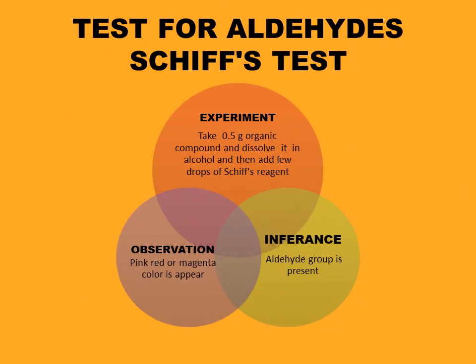Test for aldehydes. The first test for the identification of the aldehydic group is Schiff's test. Dissolve about 0.5 gram of the given compound in alcohol in a clean test tube. Add a few drops of Schiff's reagent. Shake and note the change in color. Appearance of pink, red or magenta color confirms the presence of the aldehydic group.